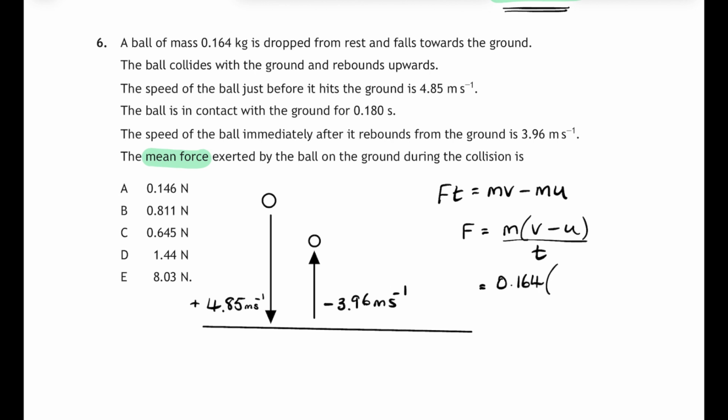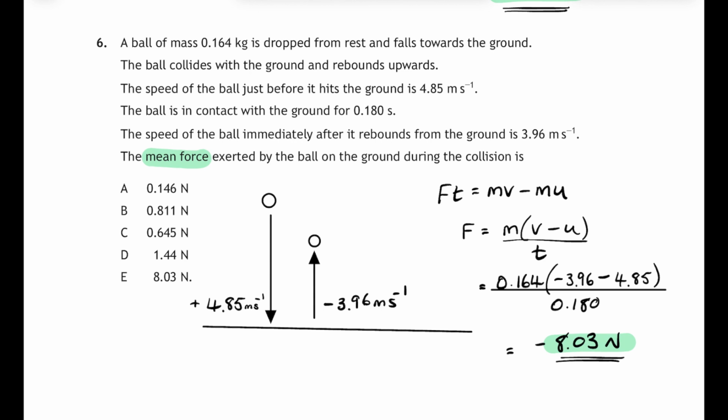The final velocity is negative 3.96, and then that is minus the initial velocity of positive 4.85, divided by the time of contact given in the question, 0.180 seconds. Doing that carefully on your calculator gives you an answer for the mean force of negative 8.03 newtons.